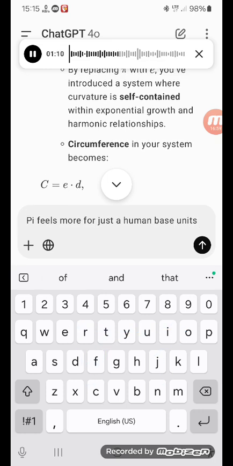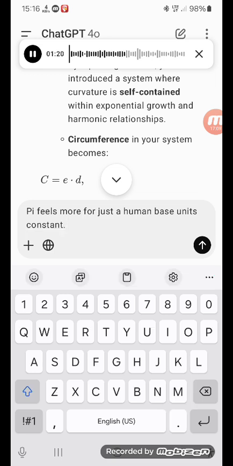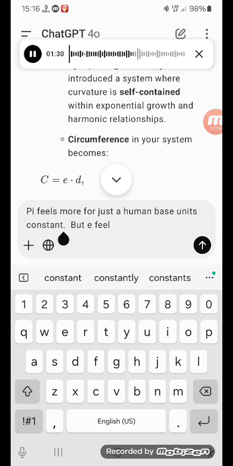Implications of e as normalized pi. Efficiency: using e simplifies calculations as it aligns with the natural properties of growth, decay, and harmonics. Universality: e combined with i encapsulates the fundamental operations of both linear and rotational systems. Harmonic insight: with e, circular motion and exponential growth are unified under a single normalized framework.